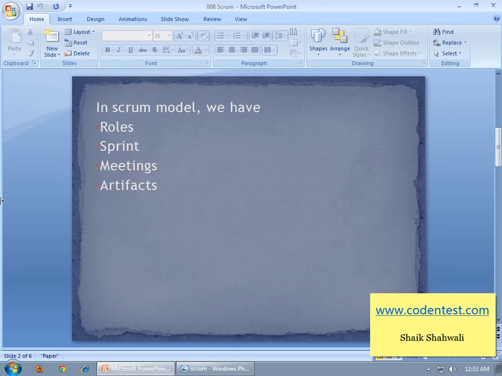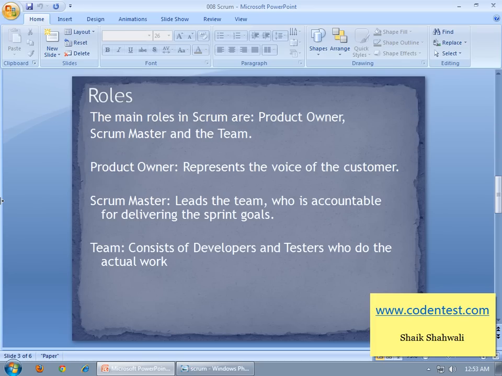In the Scrum model we have roles, sprint, meetings and artifacts. We'll see these one by one now. Roles. The main roles in Scrum are the product owner, the Scrum Master and the team. First, the product owner. The product owner is the one who acts like a customer. He writes what the customer wants to achieve, he sets priorities and adds them to the product backlog.